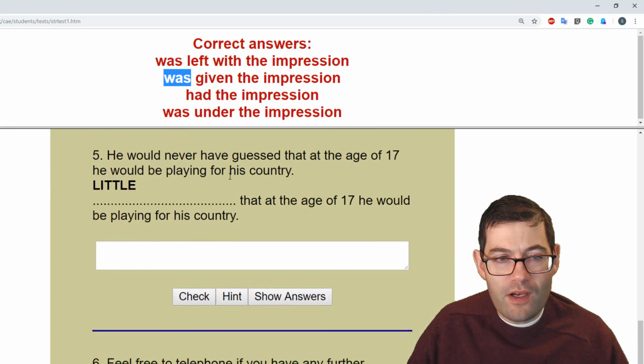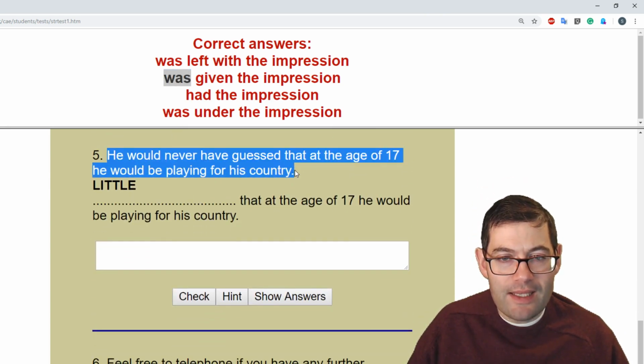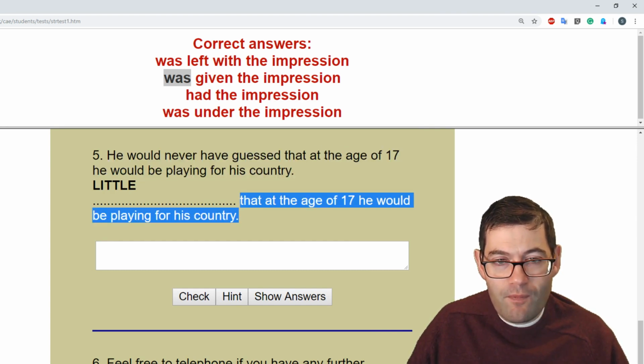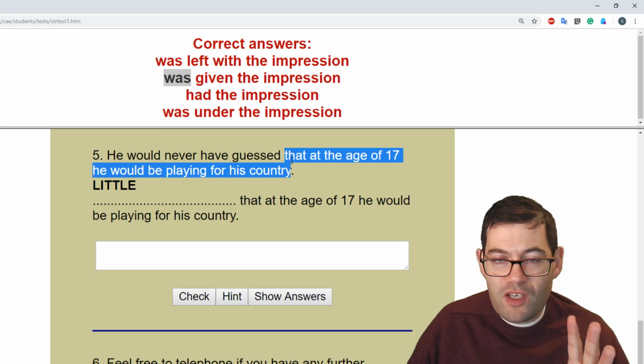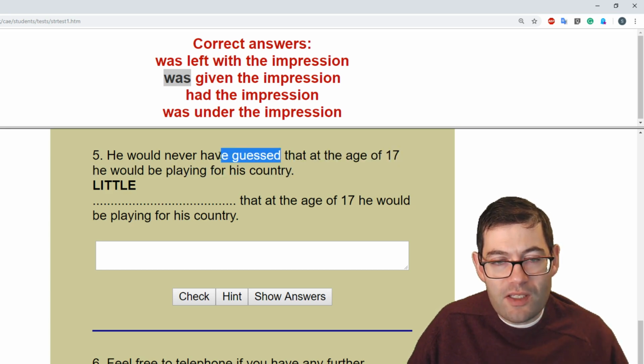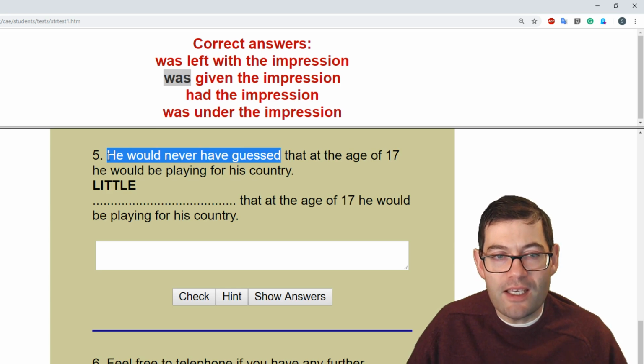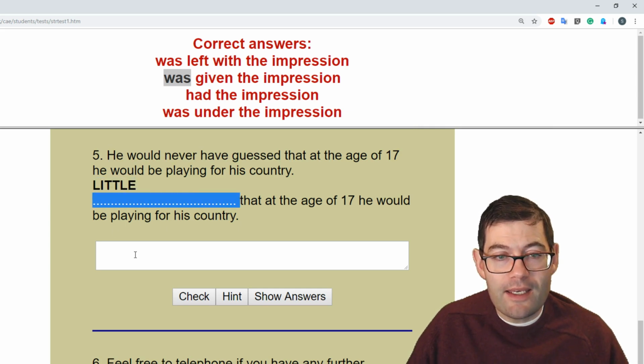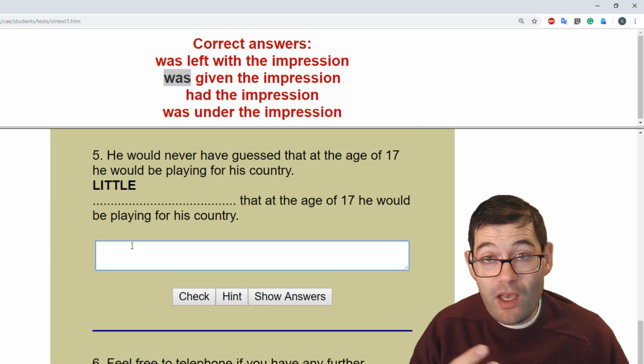For question number 5, he would never have guessed that at the age of 17 he would be playing for his country. Now, which bit do we not need to worry about? It's this bit here, that at the age of 17, so this bit, we can forget about that. What we need to focus on with our keyword is this bit here. He would never have guessed. In other words, he had no idea. Our keyword here is little, and in fact this gives us our clue, because what we need here in this bit is inversion.